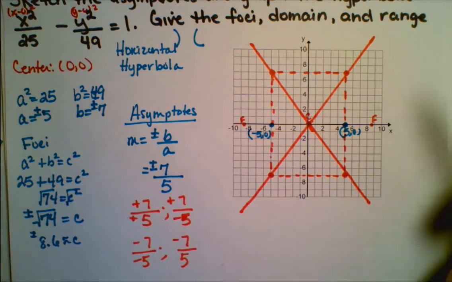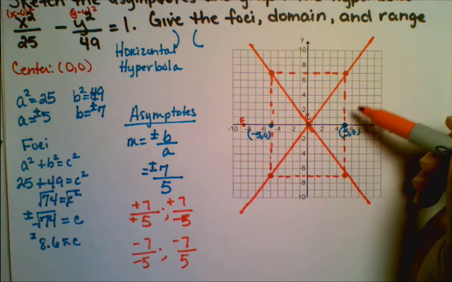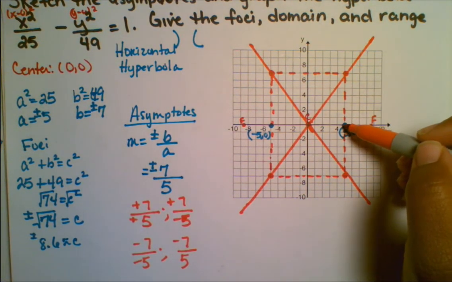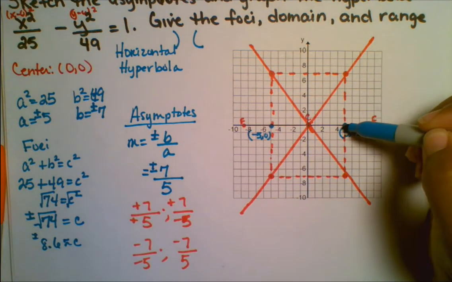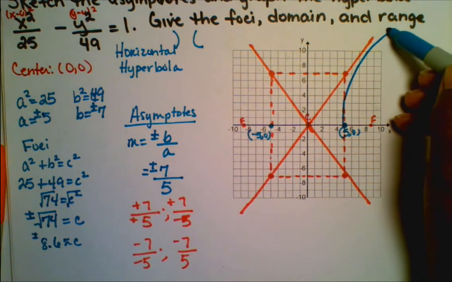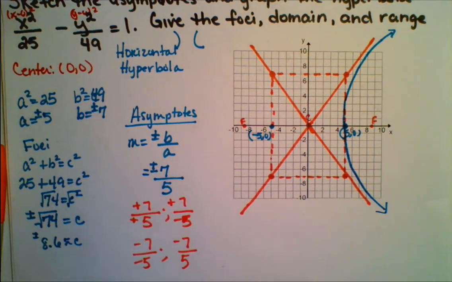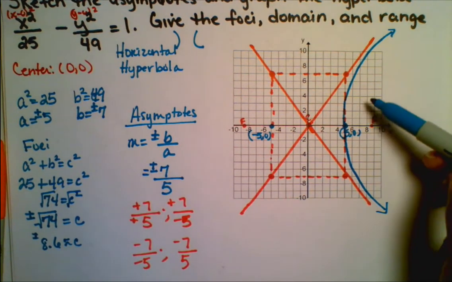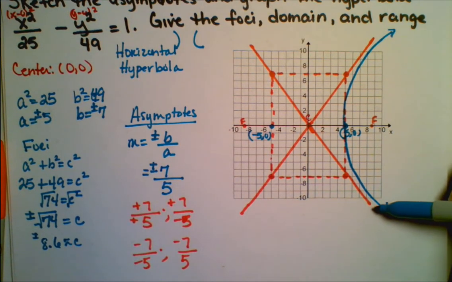All right. So now what's going to take place? We're going to add our vertices. We want to draw the shape and see what's going to happen. Our hyperbola here is not going to touch the asymptotes. It'll get close to it, but it will not touch.